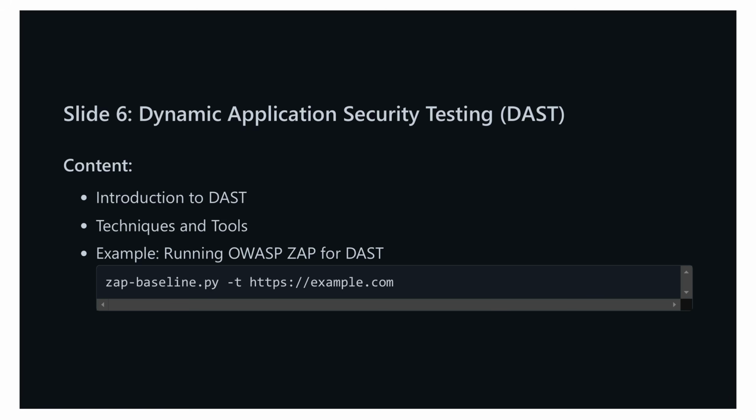For instance, you can use the zap-baseline.py script in OWASP-ZAP to perform a quick security scan on a target website like so: zap-baseline.py -t example.com. This script executes a baseline scan and provides a report on the identified vulnerabilities. In our next slide, we will explore Interactive Application Security Testing, IAST. This approach combines elements of both static and dynamic testing, offering real-time feedback on security threats as the application runs. We'll discuss how to integrate IAST into your CI/CD pipelines to enhance your application's security posture.